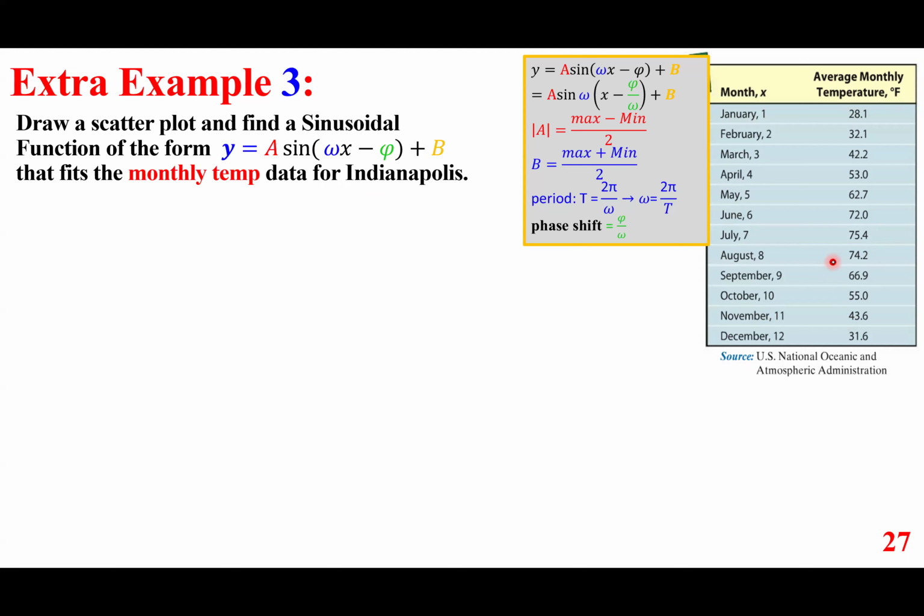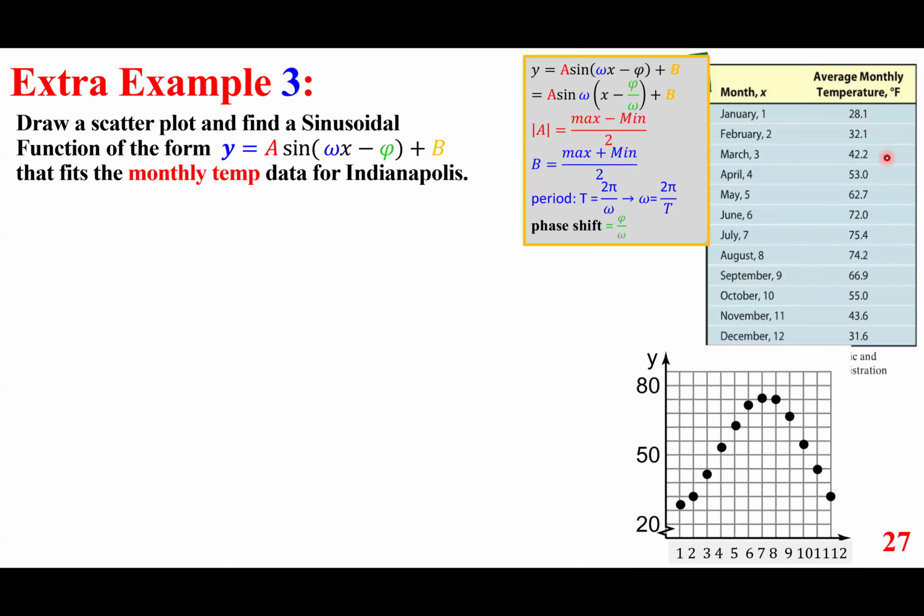So you plot the pairs, okay? Number 1, 28.1. Number 2, 32.1. Number 3, 42.2. Those are the pairs. So 1, 28.1, 2, 32.1, and you do all of it.